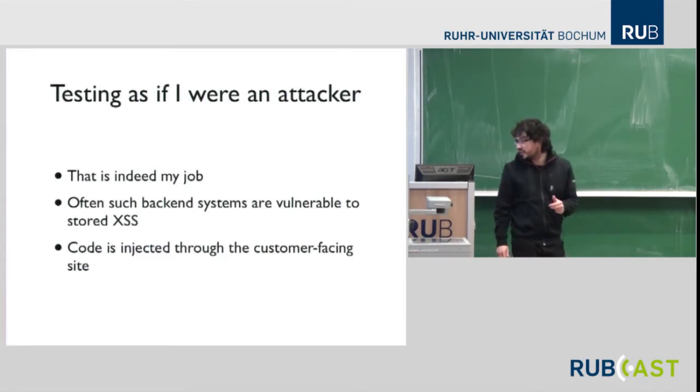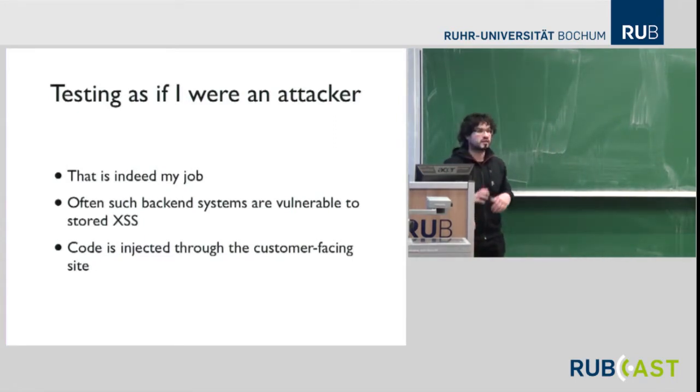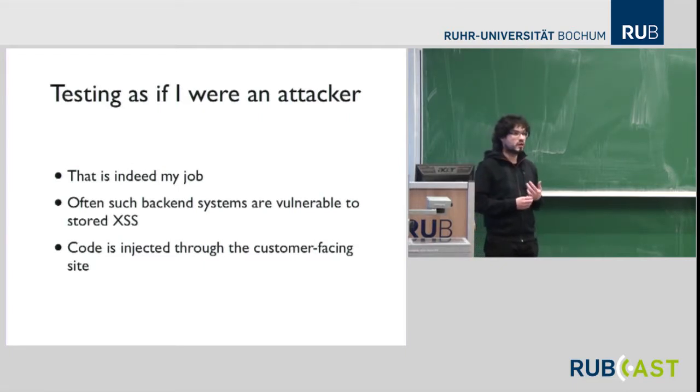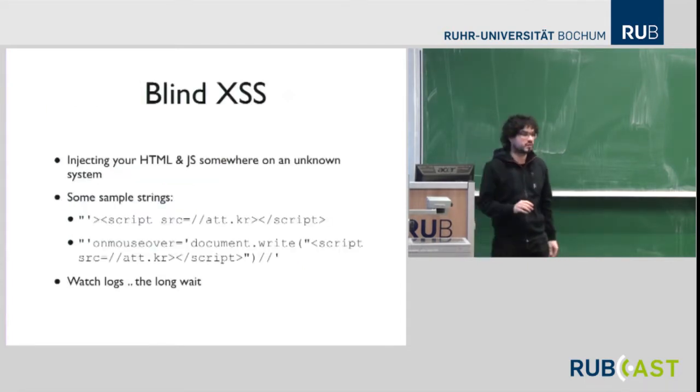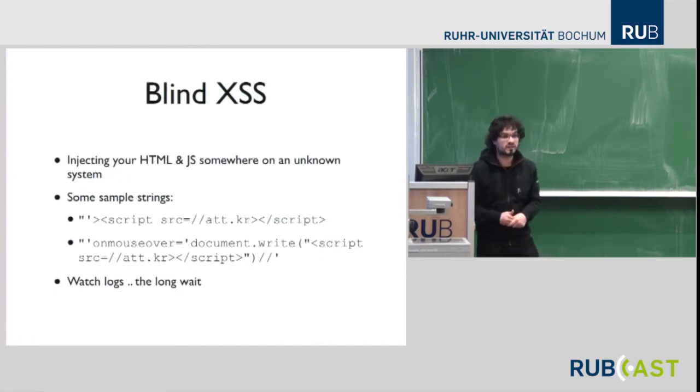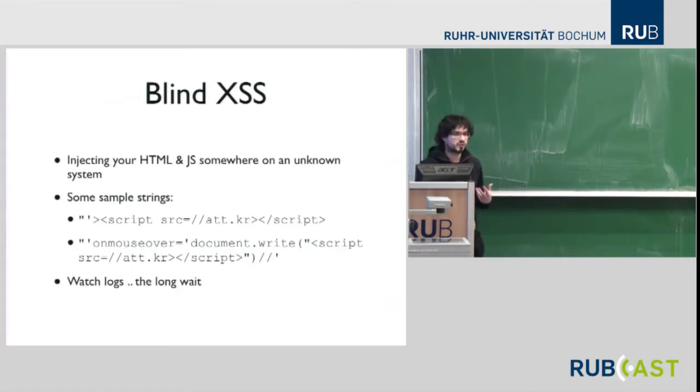And my job is to test their site, which is in scope, which is the customer-facing site. But sometimes it might also lead to access to another site that I might not know about. And that's what blind cross-site scripting is about. It's about injecting your HTML and JavaScript on a site which you might not know about, or you might know that it exists, but you don't have access to.